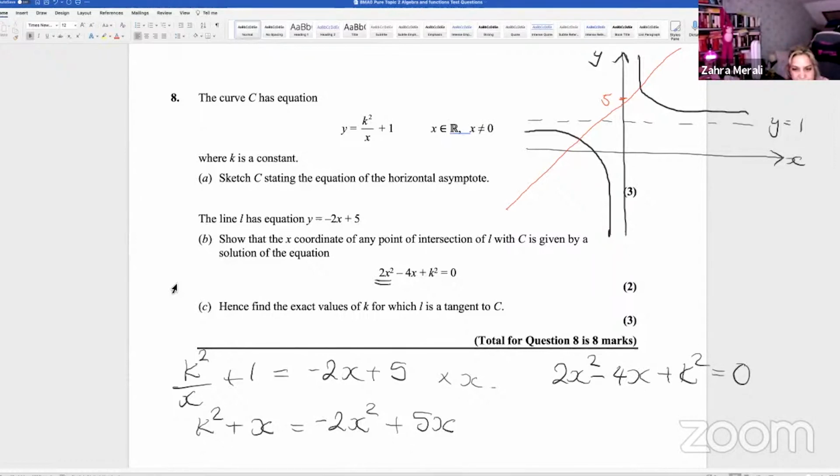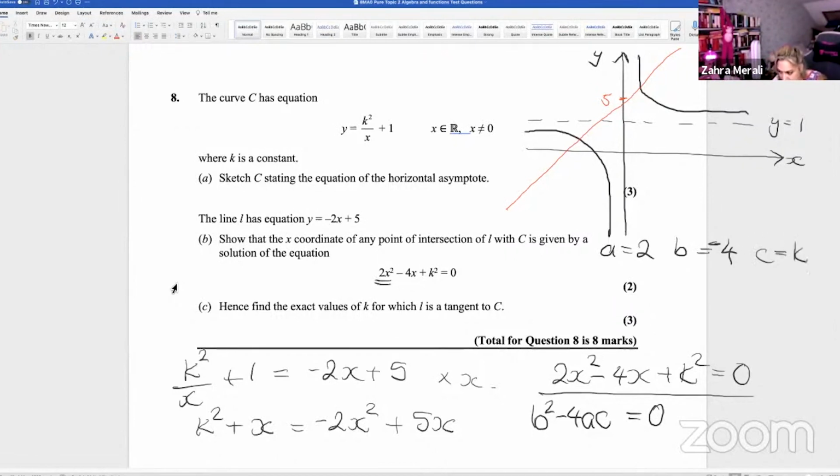Hence, find the exact values for which L is a tangent. Now, if it's a tangent, it's not going to cut through like that. It's just going to meet in one place. So that means the discriminant, remember the discriminant is your b squared minus 4ac, is going to be 0. So although this says algebra and functions, we've also got quite a lot of coordinate geometry in here. So here a equals 2, b equals minus 4, and c equals k squared.